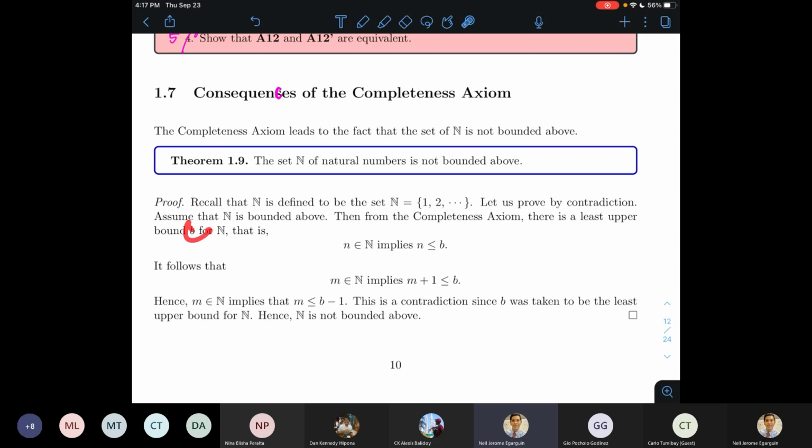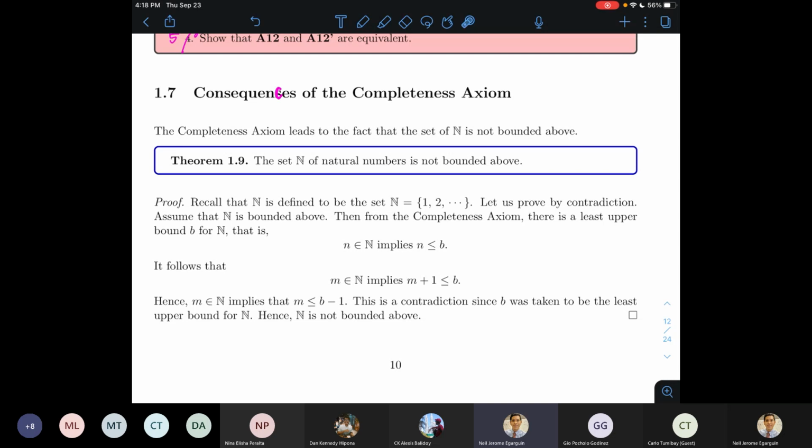Tapos dun sa proof tinawag siyang B. Okay? So dahil meron siyang least upper bound, that means for any little n that is a natural number, then n is less than or equal to B by virtue of B being a supremum and hence an upper bound in the first place. Okay?